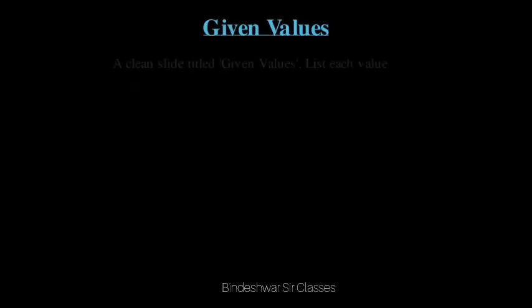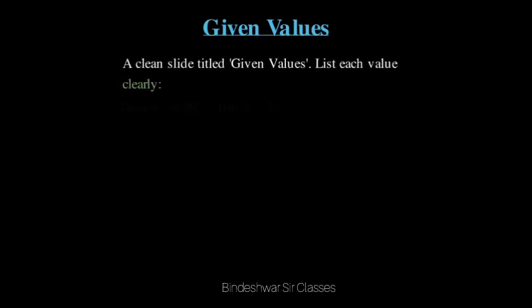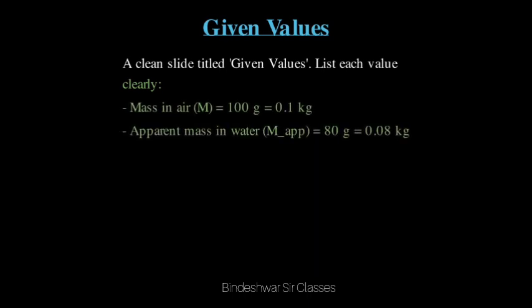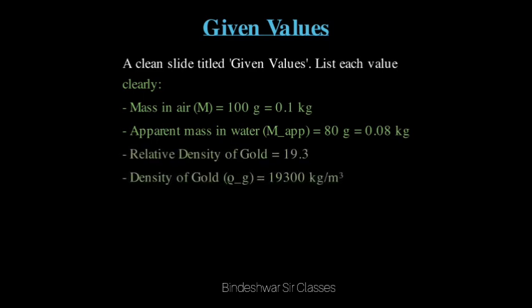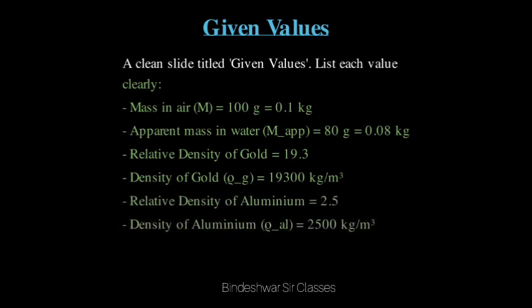First, let's list down all the information we've been given. The mass of the alloy in air is 100 grams, which is 0.1 kilograms in SI units. The apparent mass of the alloy in water is 80 grams, or 0.08 kilograms. The relative density of gold is 19.3, so its actual density is 19.3 times 1,000, which is 19,300 kilograms per cubic meter. Similarly, the relative density of aluminium is 2.5, making its density 2,500 kilograms per cubic meter. We also know the density of water, which is 1,000 kilograms per cubic meter.